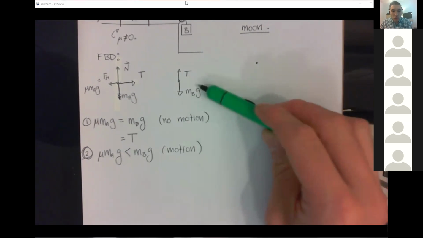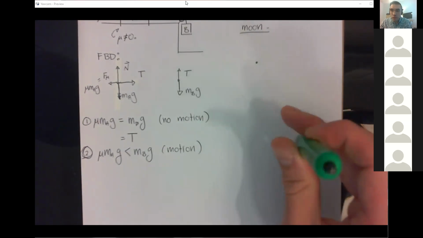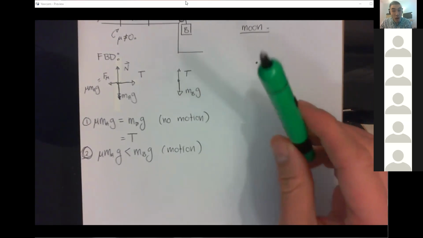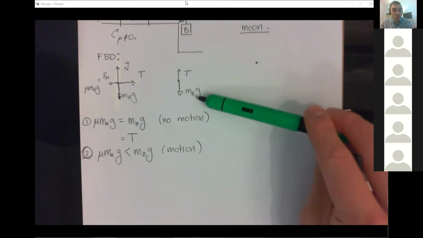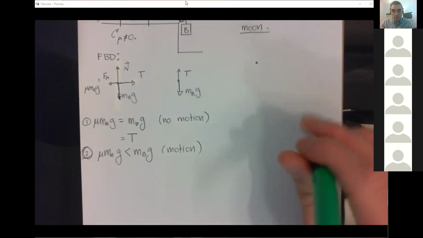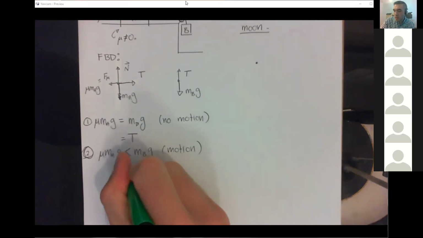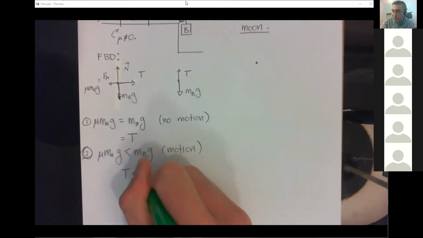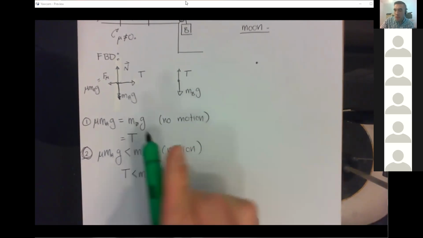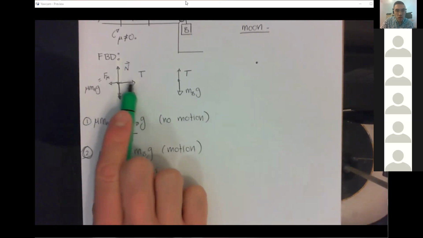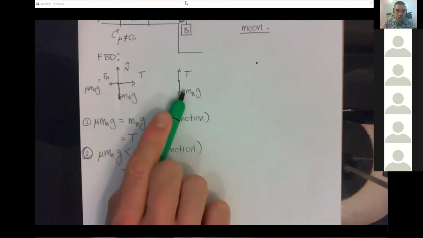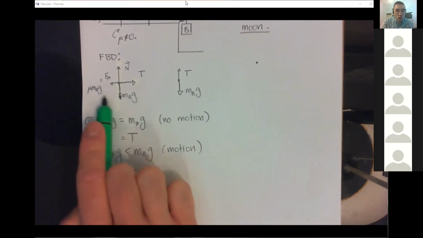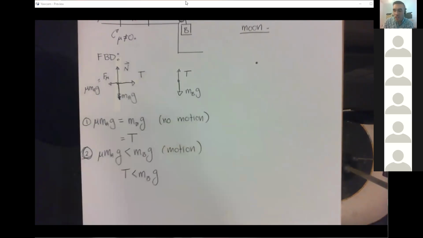If there is motion, is block B going to move up or down? Down. It is going to move down. So which force is bigger, the weight of B or the tension? The weight. So this is telling us that the tension has to be less than the weight so that the weight wins and it moves down. And then up here, which way does block A move, to the left or to the right? To the right. And that means that the frictional force in total has to be less than the tension so that it wins.